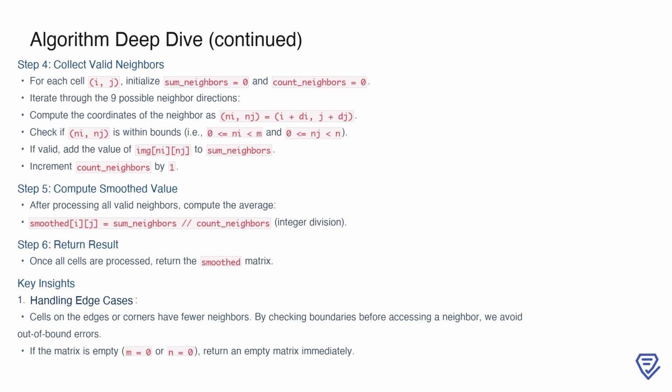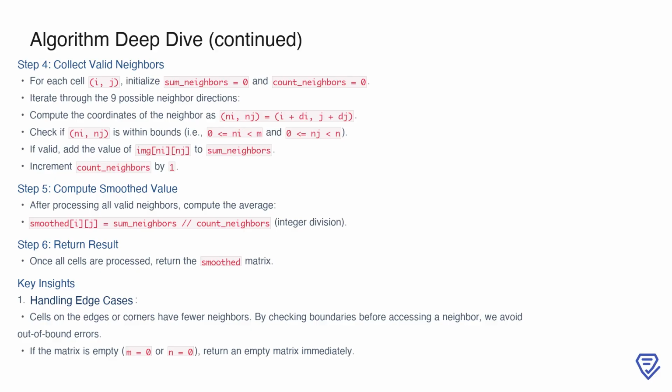After processing all possible neighbors, we calculate the smoothed value for the current cell by performing integer division, sum_neighbors divided by count_neighbors. This ensures the result remains an integer, which is important for the output. Once all cells in the matrix are processed, the smoothed matrix is returned as the final result.